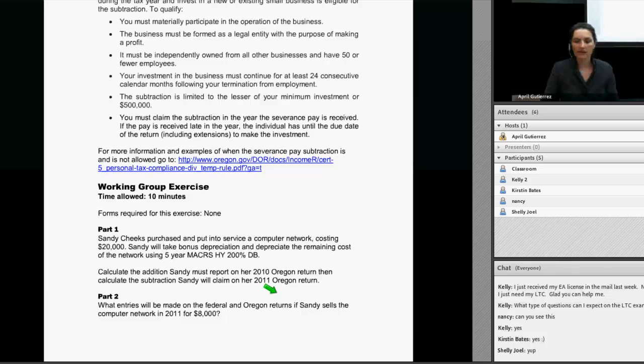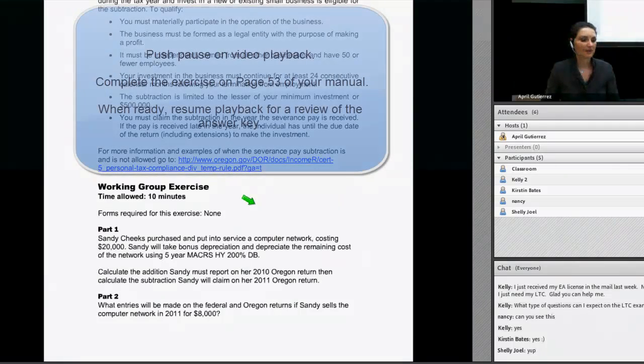Now this is 5-year declining balance, so I can tell you that the first year percentage for double declining balance is 20%, and the second year depreciation percentage is 32%. Go ahead and take 10 minutes to work your way through this problem.